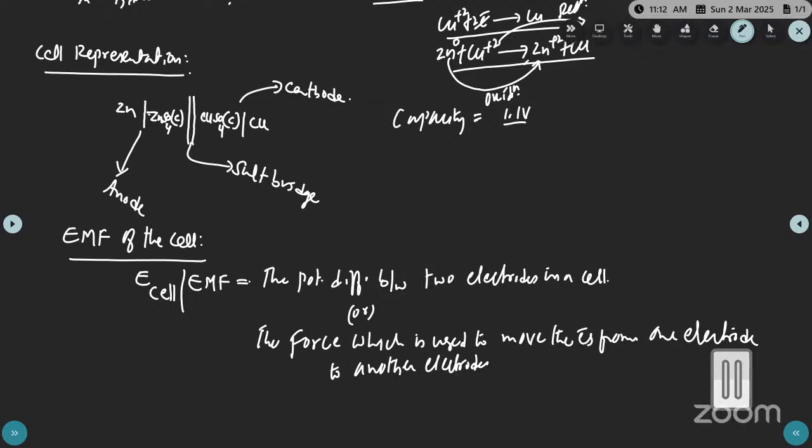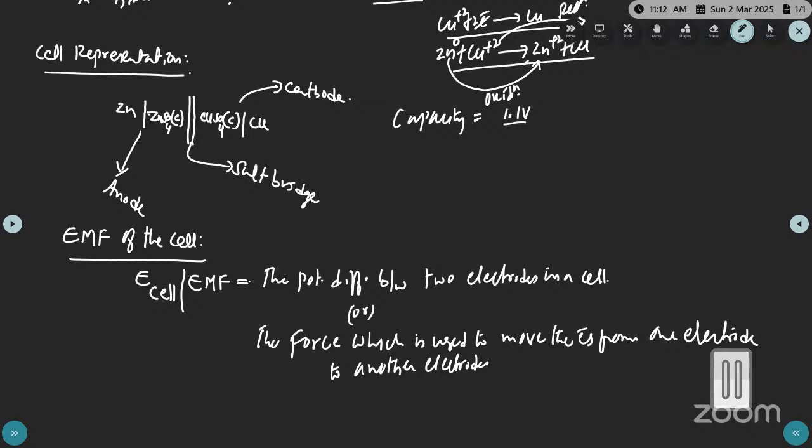That is electromotive force. And that electromotive force can be calculated by taking the potential difference between two electrodes. Here the EMF is also known as E cell. What is E cell here? Potential of the cell. Potential of the cell means the potential difference between the two electrodes. Cell consists of two electrodes. The potential difference between the two electrodes is known as E cell or EMF.